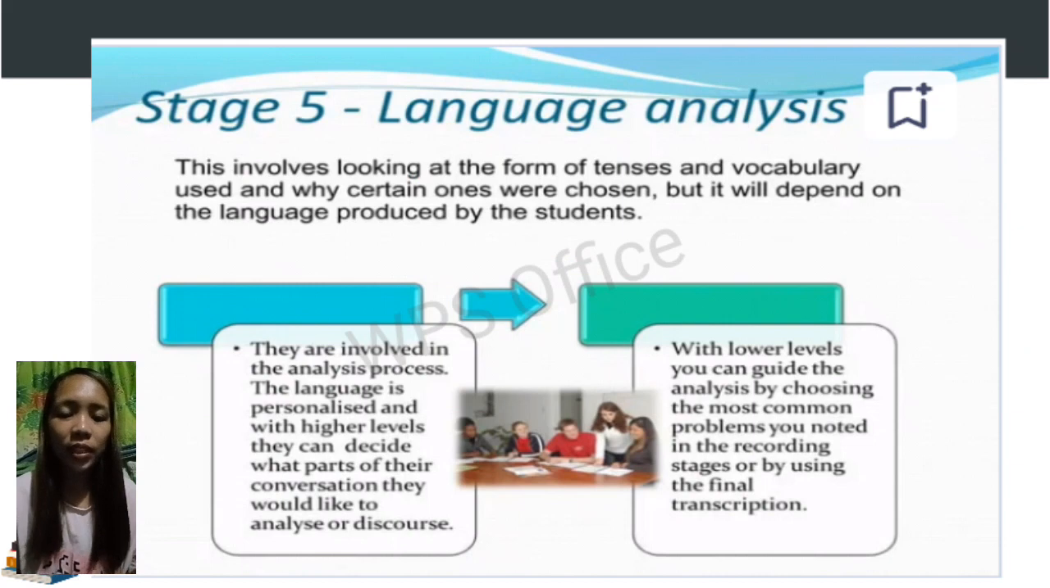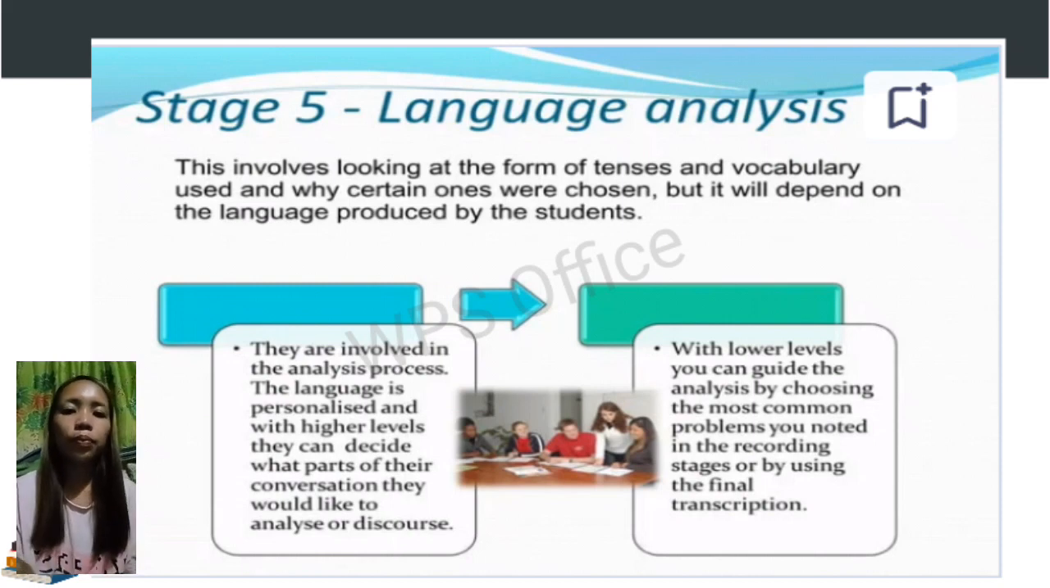Okay, stage 5 is the language analysis. So this involves looking at the form of tenses and vocabulary used and why certain ones were chosen. But it will depend on the language produced by the students. Of course naman, the students may have different languages naman, no? So, the tenses and the form will depend, no, according to the language used by the students. So, they are involved in the analysis process.